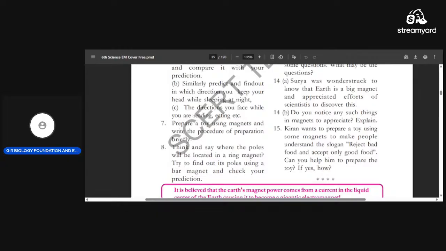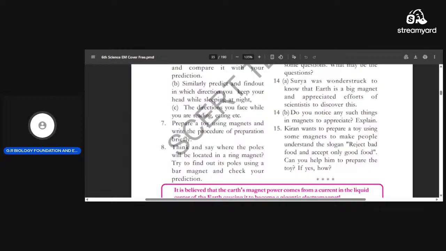Surya was wonderstruck to know that Earth is a big magnet and appreciates the efforts of the scientists to discover this. Okay. Do you notice any such things in magnets to appreciate? Explain. No doubt, Earth acts as a magnet. This discovery is very, very useful to us to live in a comfortable manner on the Earth. With magnets, attraction and repulsion, we are going to make different appliances which we are using in our daily life. We should appreciate them. Okay. So many places magnets are there.